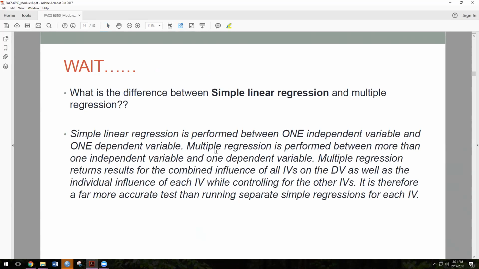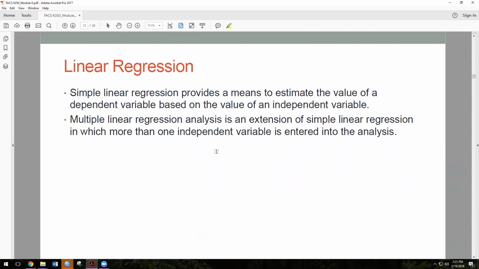But what that's going to do is inflate my alpha, or my rate of error. And so I'm more likely to get a false positive, or not reject my hypothesis, if I go on and do those three separate tests. So what I want to do is a multiple linear regression, where I can put all three variables in the equation at one time and then spit out an equation that tells me about my outcome. So linear regression is a way to estimate the value of a dependent variable based on an independent variable.